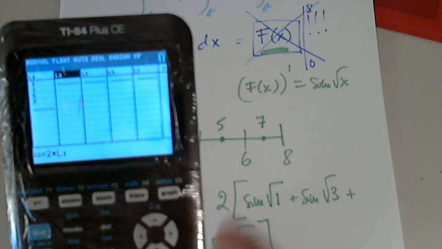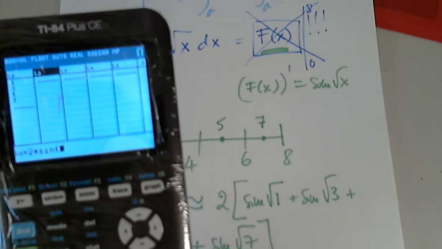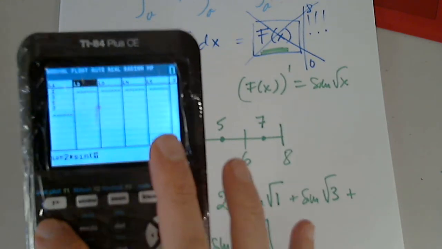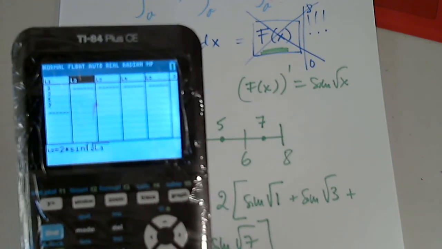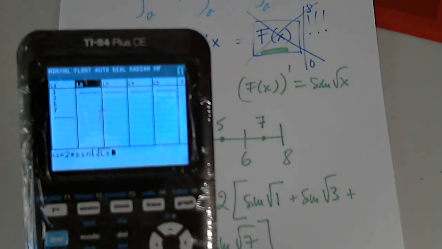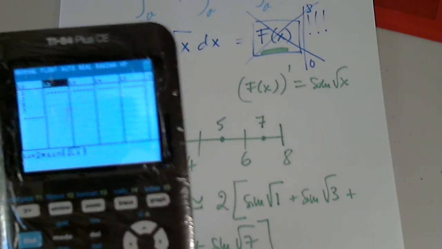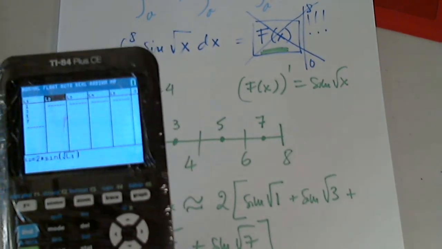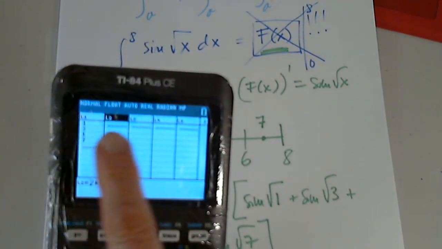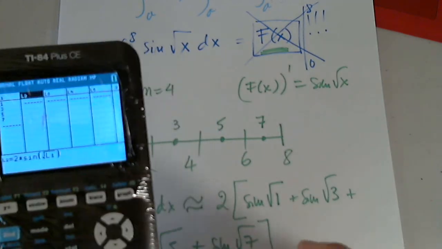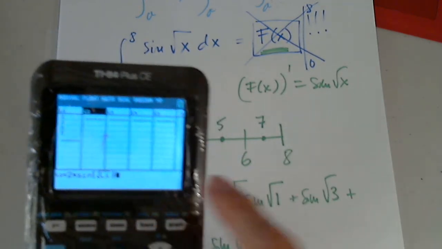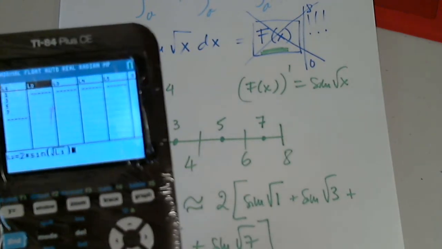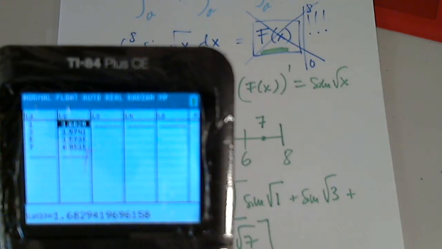Sorry, I want sine first. Sine, parentheses, the square root of list L1, and close the outside parenthesis. So what the calculator will do is this. It will multiply 2 by sine of 1 and give the answer here. Then it will multiply 2 by sine of the square root of 3 and put the answer here, and so on and so forth. And when I press enter, I'll get all 4 answers.